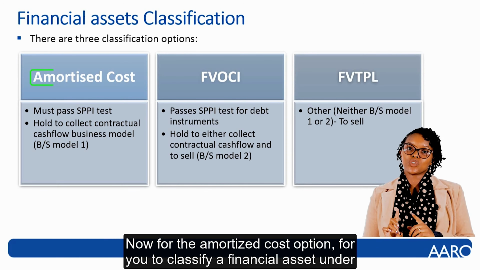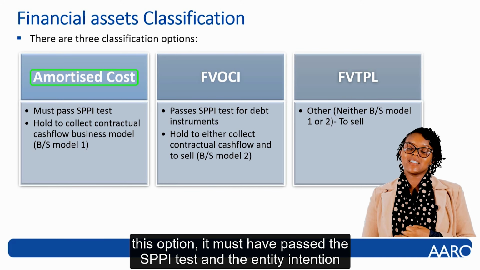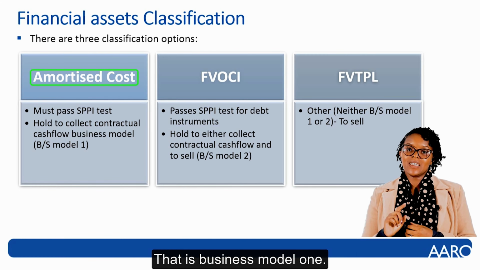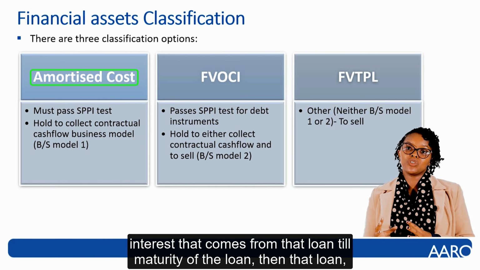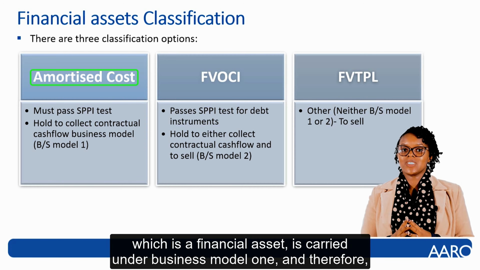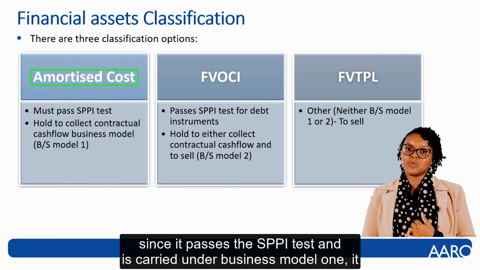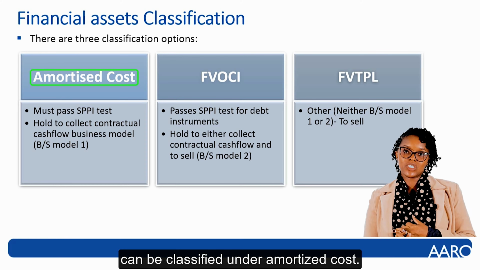Now, for the amortized cost option, for you to classify a financial asset under this option, it must have passed the SPPI test, and the entity's intention for holding that financial asset is to hold to collect contractual cash flows. That is business model 1. Now, for instance, when a bank issues out a loan with the intention of collecting the principal and interest that comes from that loan till maturity of the loan, then that loan, which is a financial asset, is carried under business model 1. And therefore, since it passes the SPPI test and is carried under business model 1, it can be classified under amortized cost.